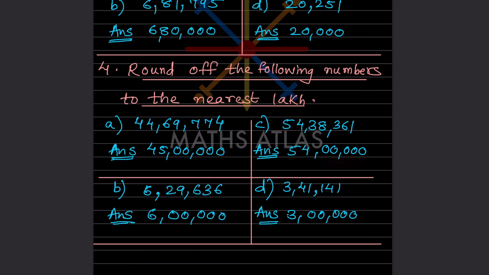Ones, tens, hundreds, thousands, 10,000, and this is lakh. So we have to concentrate on 3 because it is the nearest lakh. Then the next number on the 10,000 place, concentrate on that. That is 4. 4 means it is less than 5. So 3 remains the same, and here we are going to put the zeros. So I think this is clear to you for the rounding part.